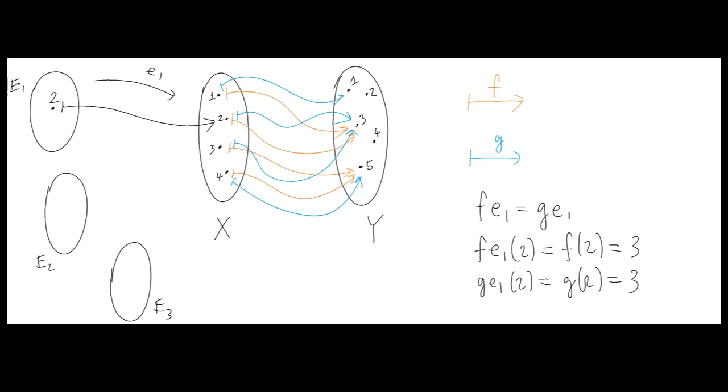Let me explain why it's not going to work for anyone else who's listening to this and is not sure. If I start with 1 here, I map it to 1, then the blue arrow and the orange arrow take that 1 to different places. It's no longer the case that FE2 will equal GE2. Would you like to give another try?